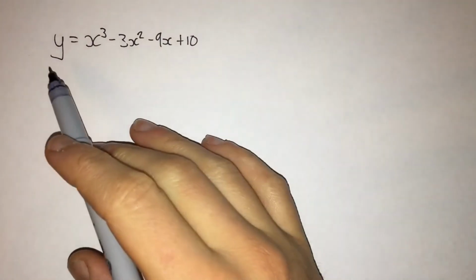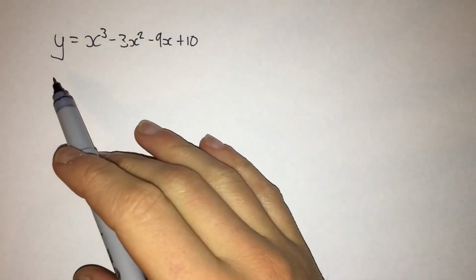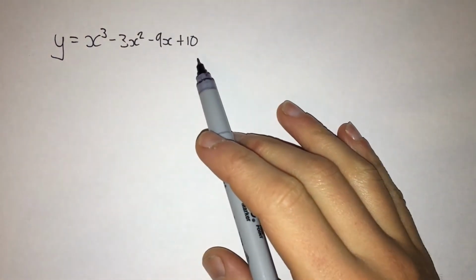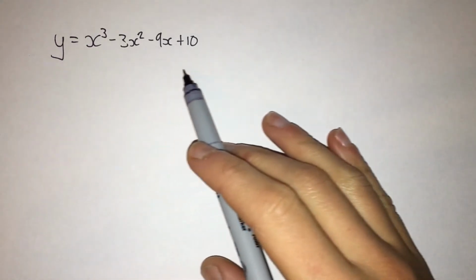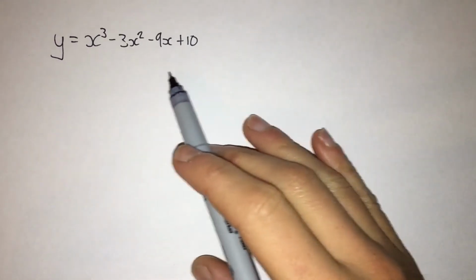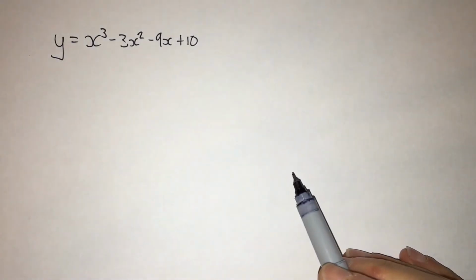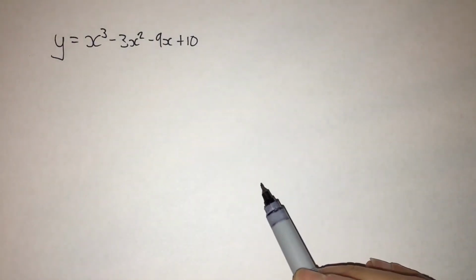Here is an equation of a graph or a function. We've got y equals x cubed minus 3x squared minus 9x plus 10. And we want to find any stationary points that are on this graph and also the nature of those stationary points. And then I think we'll sketch the graph as well.